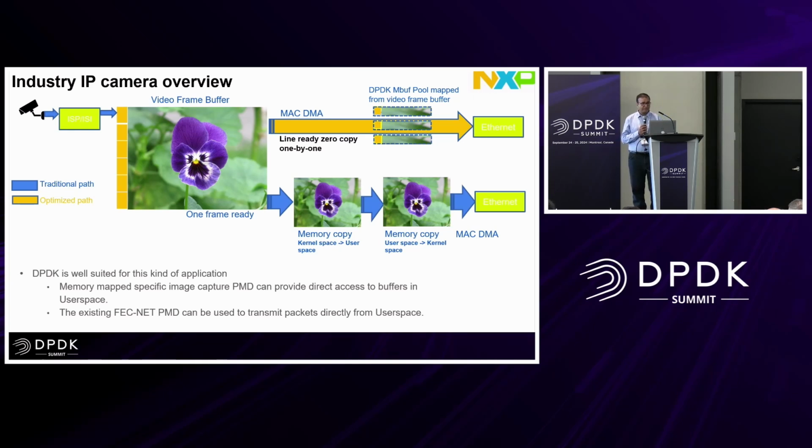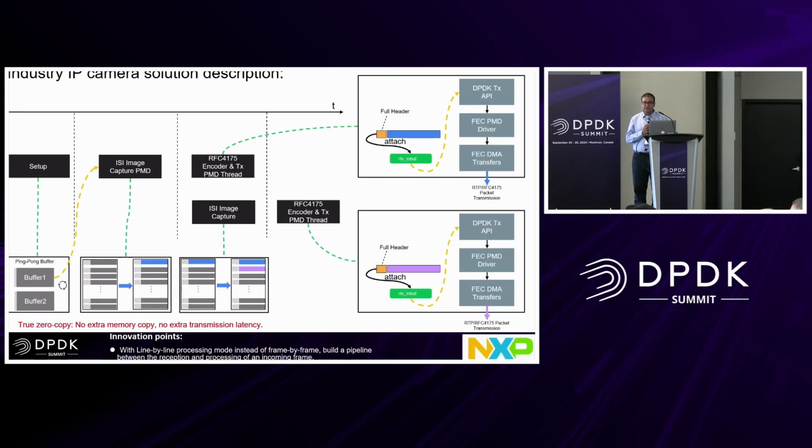While working on this, we started developing this ISI image capture PMD. We realized that there are a few shortcomings. The memory was earlier contiguous. We need to create space for adding some of the metadata for the rte_mbuf, and then we can always use the rte_indirect API approach. Earlier we had the whole frame data, but now we started doing line-by-line processing instead of frame-by-frame processing, so that we can build a clear pipeline and reduce the overall latency of the system.